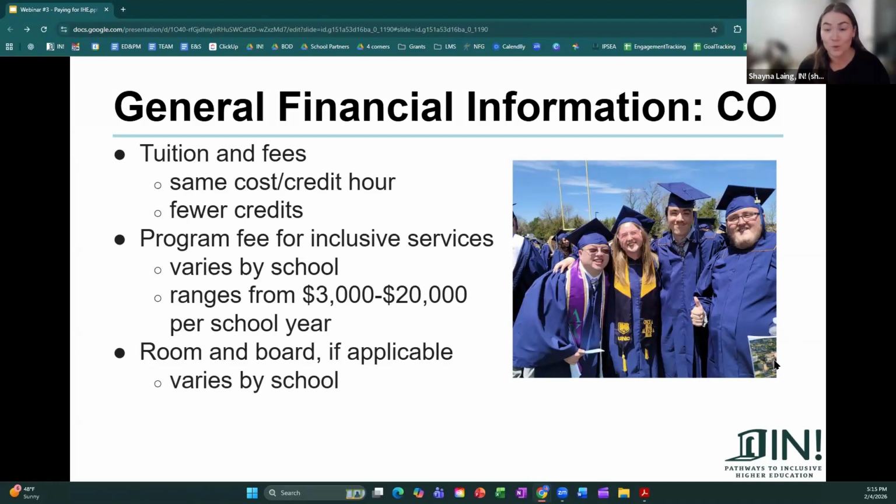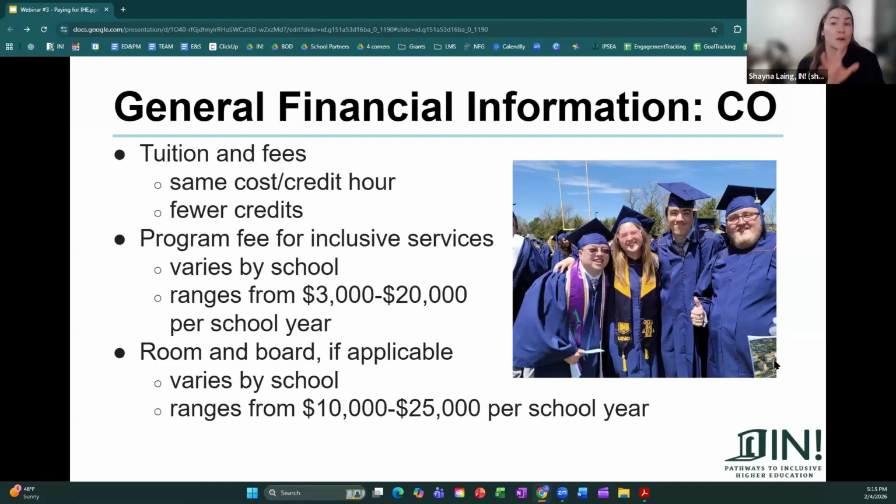It varies greatly by school and is really going to be institutional. So it's not necessarily that the program determines the cost of living, it's the institution, it's that university that determines that. And that ranges from $10,000 to $25,000 per school year, depending on what you select, what kind of housing you have, all of those pieces.